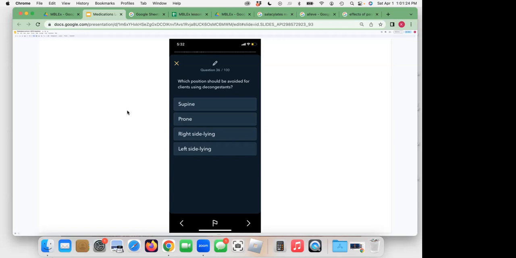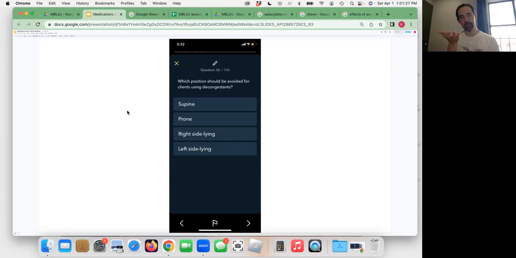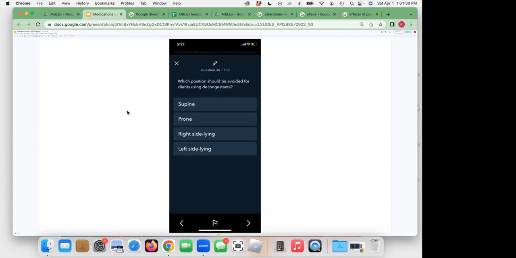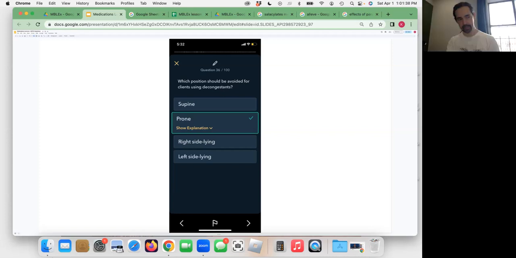Supine means face up. Wait, I mean, okay, prone. Prone, that's right. And why? Because they cause the fluid to drain. Sinuses, yes, and because the fluid not only can drain out of the nose, it also can accumulate in the sinus holes, sinus passages, so they can be stuffier.